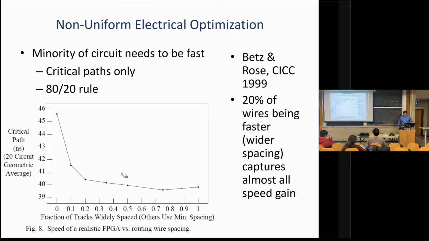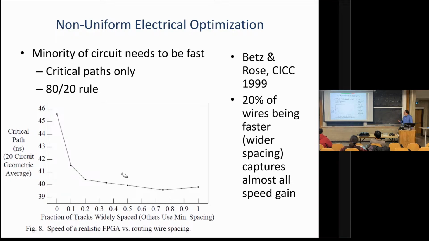Speed unbalanced routing. A minority of your circuit needs to be fast. This is something that I did quite a few years ago. Basically I electrically changed the design of some wires. This is an architecture with all length 4 wires, but by spacing out some wires, essentially reducing their capacitance, I made some of them faster. And this is the average speed of a bunch of circuits. After I made 20% of the wires faster by spacing them out and reducing their capacitance, I had pretty much all the speed gains. You only got a very little bit after that.